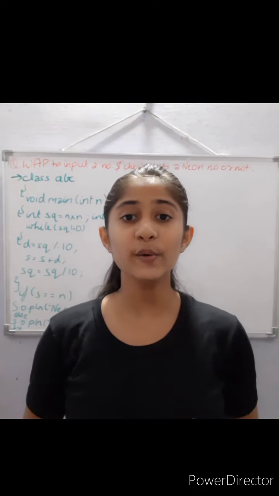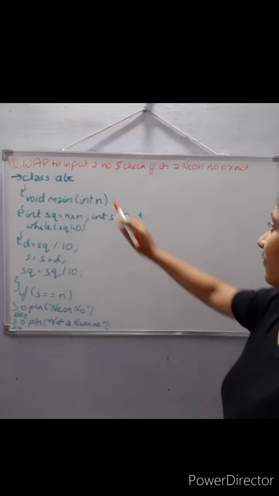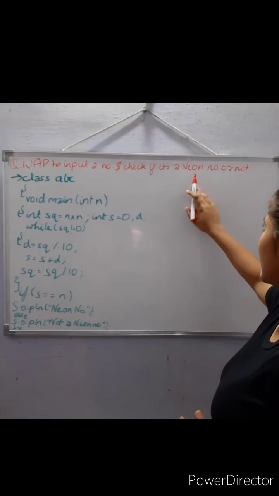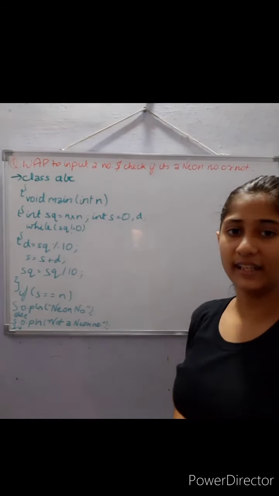So in today's video, we are going to study the program: WAP to input a number and check if it's a neon number or not using while loop.